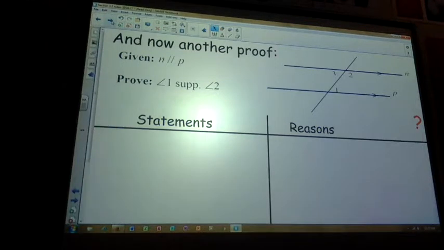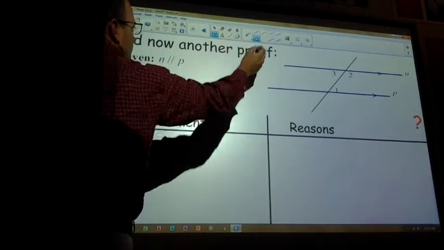All right, now another proof. N and P are parallel. Woo-hoo. I'm tired of writing that. Purple.